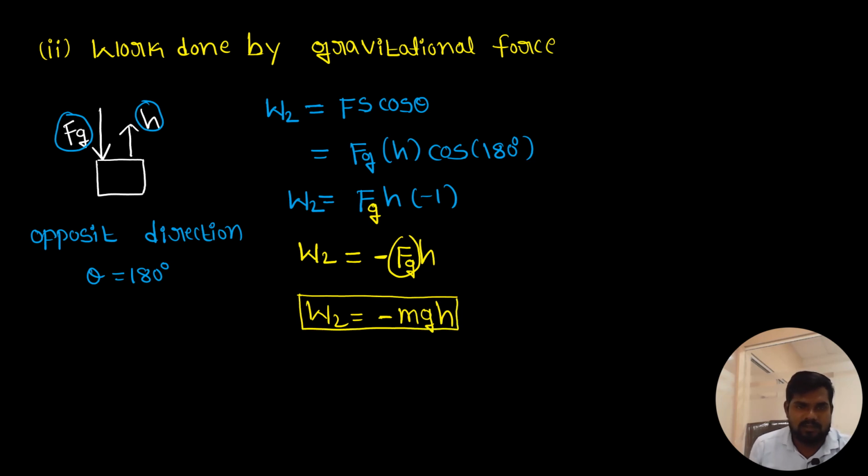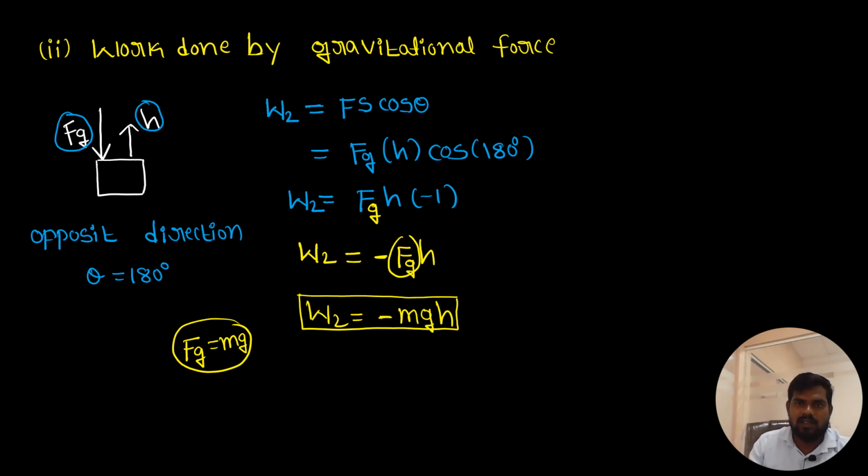But you can observe in case number 1, the work done by the applied force is F only. In this case, for the gravitational force, the formula is Fg equal to m into g. So these are the two forces acting on the object, the applied force and the gravitational force.